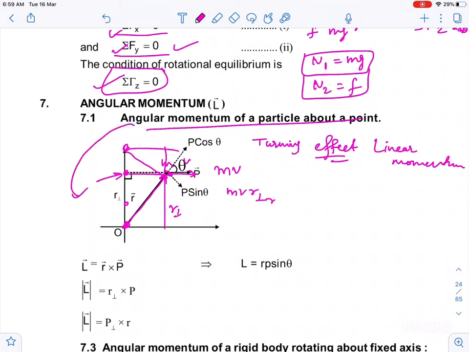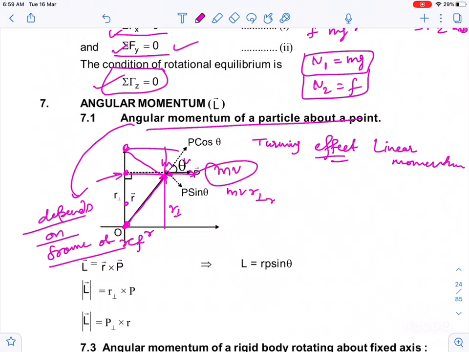So guys, one thing I want to say is that angular momentum depends on frame of reference. But linear momentum is independent of frame of reference. You have to keep this in mind, because if you are calculating linear momentum from any point, it is m into v. Angular momentum, if you are calculating from a different point, is different. So angular momentum is dependent on frame of reference, linear momentum is independent of frame of reference.